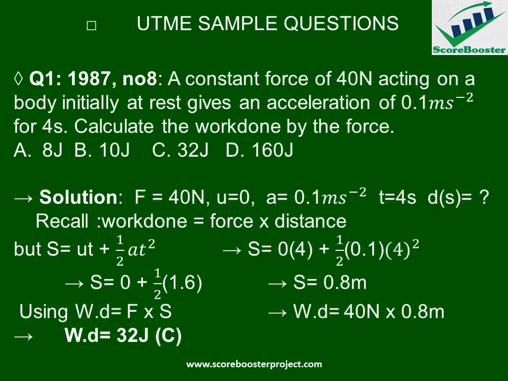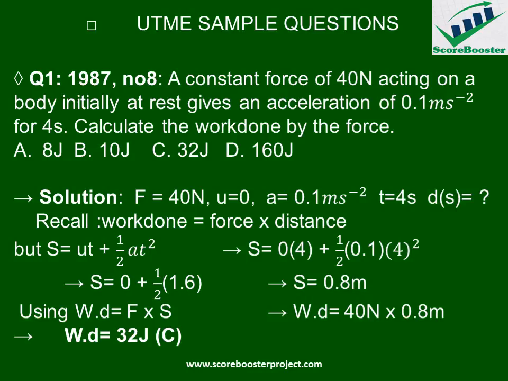Now on to UTME sample questions, and the first question we shall be considering comes from 1987 number 8. The question goes thus: a constant force of 40 Newton acting on a body initially at rest gives an acceleration of 0.1 meter per second square for 4 seconds. Calculate the work done by the force. Option A is 8 joules, option B is 10 joules, option C is 32 joules, while option D is 160. Now to the solution to this question.